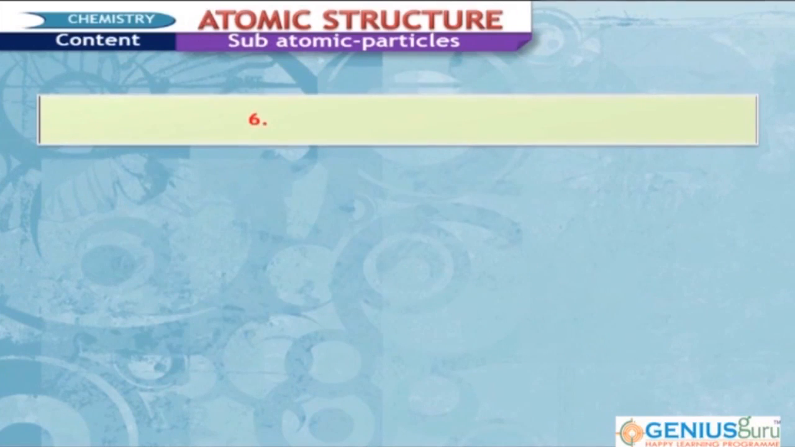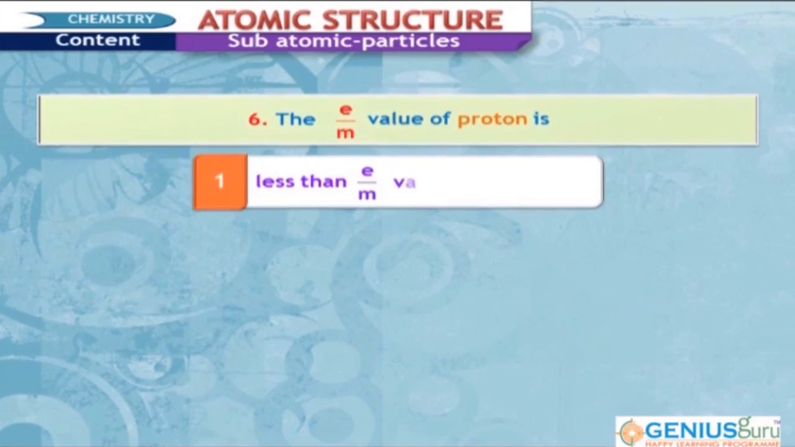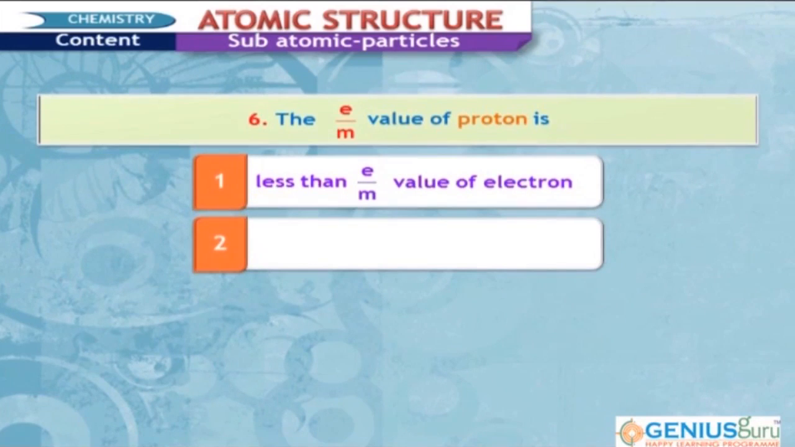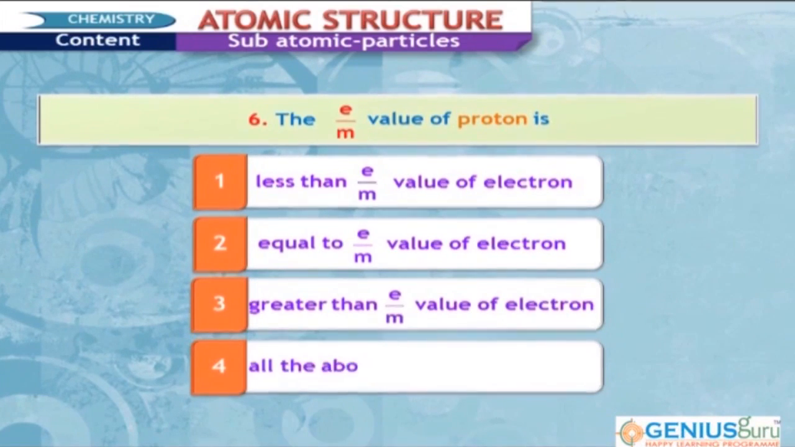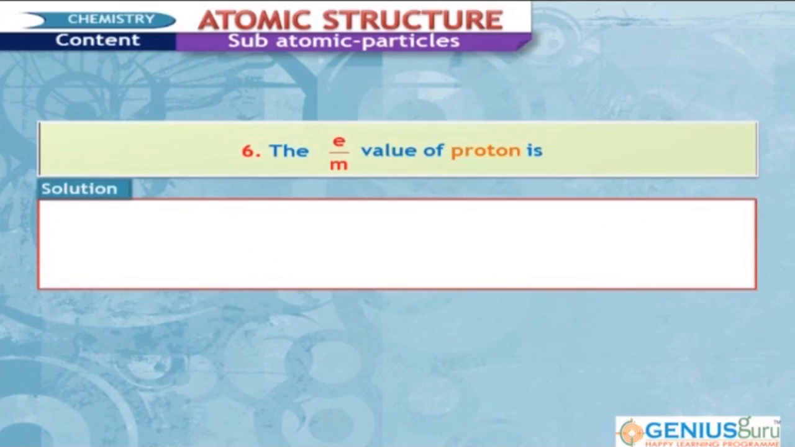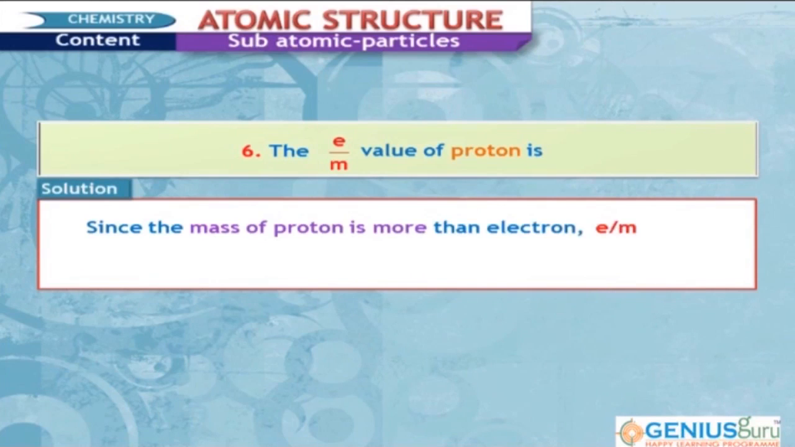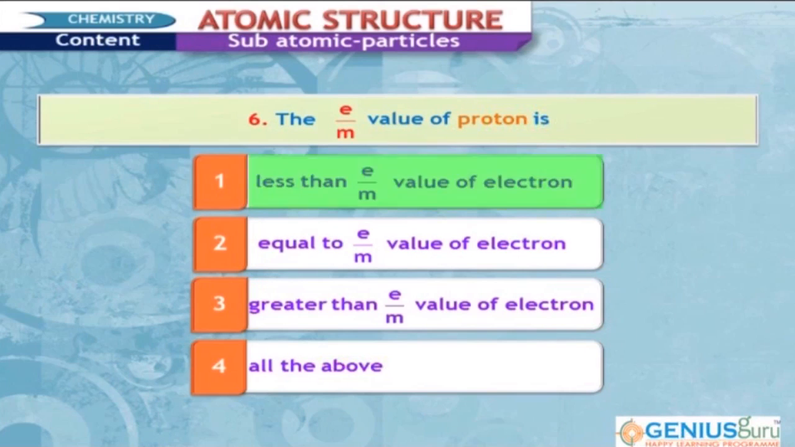The next question is, the e by m value of proton is, here are the options. The first one is less than the e by m value of electron. Second one is equal to the e by m value of electron. Third one is greater than the e by m value of electron. And the fourth one is all the above. When you compare proton and electron, the mass of the proton is more than the electron. The e by m value of proton is less than the e by m value of electron. Hence the correct option is 1.